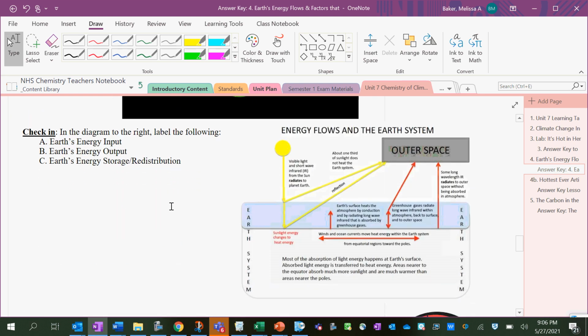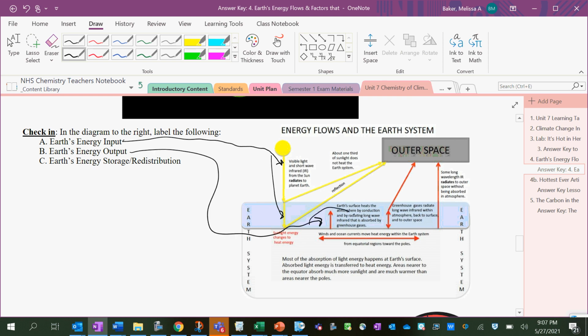Okay, it says in the diagram on the right, label the following: Earth's energy input. Okay, that's the energy coming from the sun. Here and here are those arrows. Earth's energy output is here, and it looks like here, even though they're bouncing around from the greenhouse gases, these arrows are all representing the infrared energy leaving back into space, infrared radiation. And then energy storage and redistribution, this is shown here. Winds and ocean currents move heat energy within the Earth system.